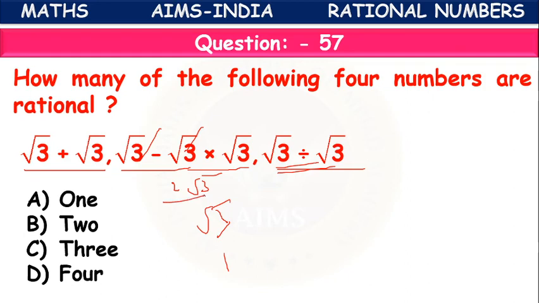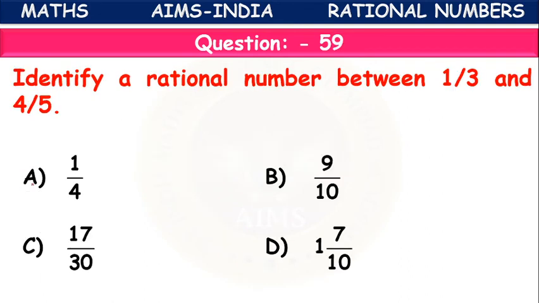So 2 root 3 is not a rational number because root 3 is there. Root 3 is irrational. 1 is a rational number. So out of all these numbers, how many are rational numbers? Only 1.